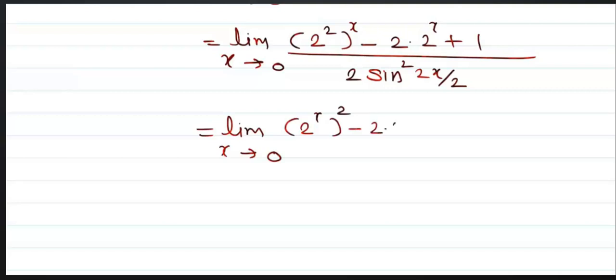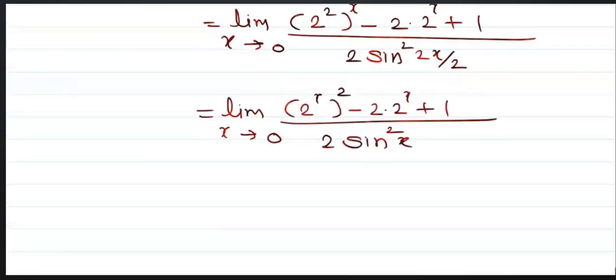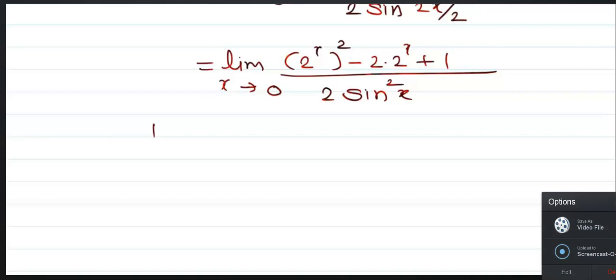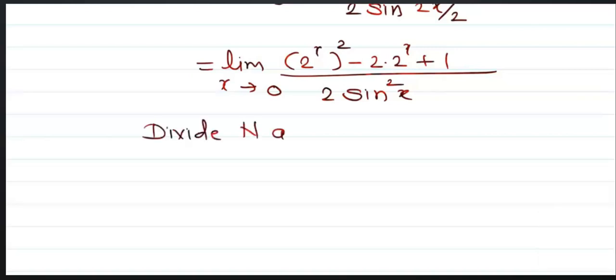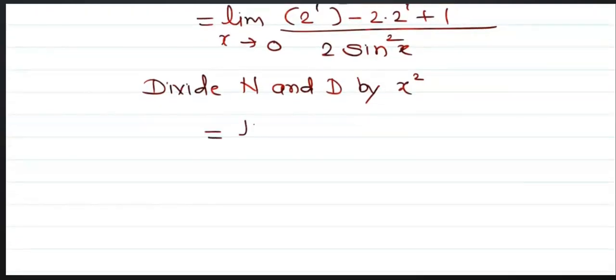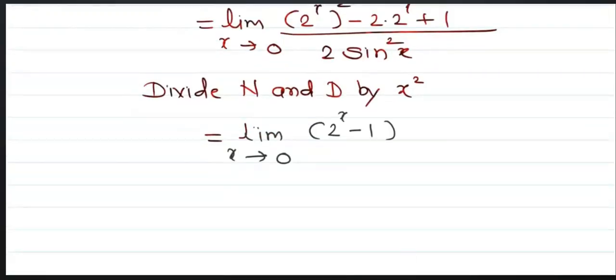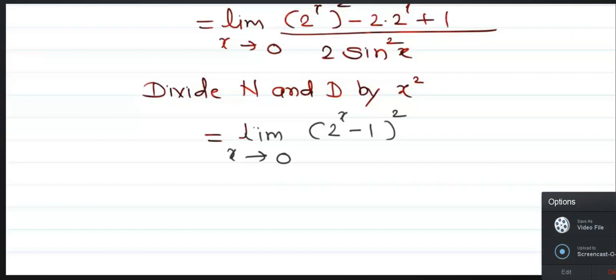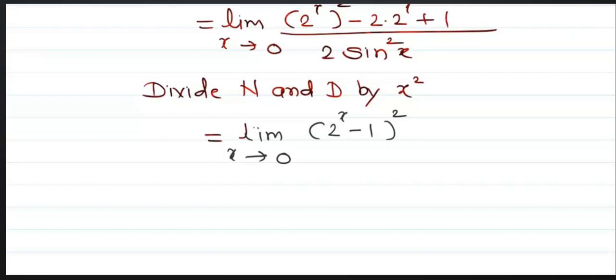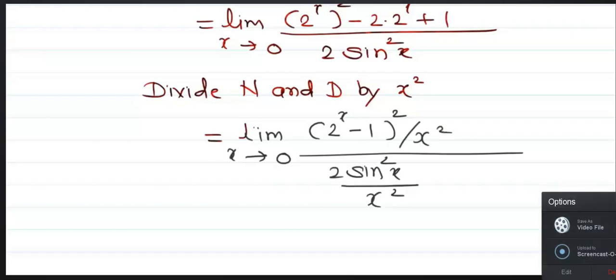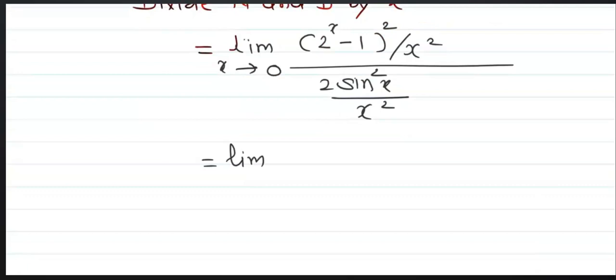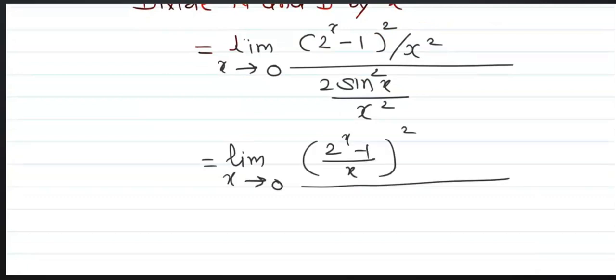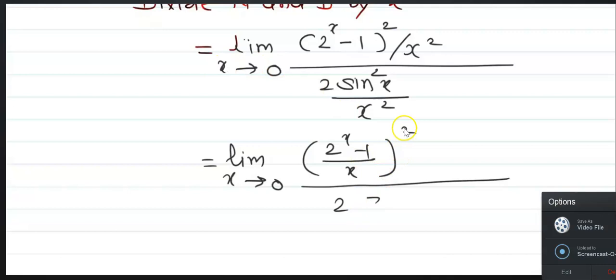Limit x tends to 0, 2 raised to x bracket square. Now see this here. Denominator ला आणि numerator ला आपण x square ने divide करणार आहोत. Therefore you will get limit x tends to 0, 2 raised to x minus 1 bracket square upon x square, 2 sine square x upon x square, पुन्हा 2 raised to x minus 1. आपण हे डायरेक्ट ब्रॅकेट मध्ये टाकणार.